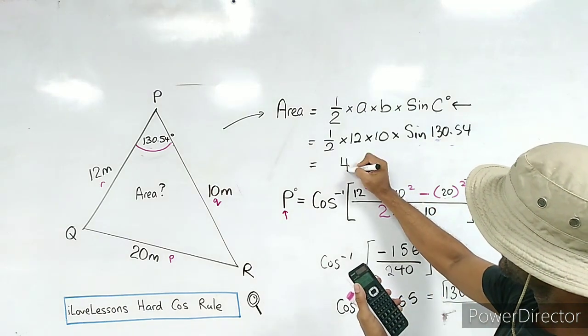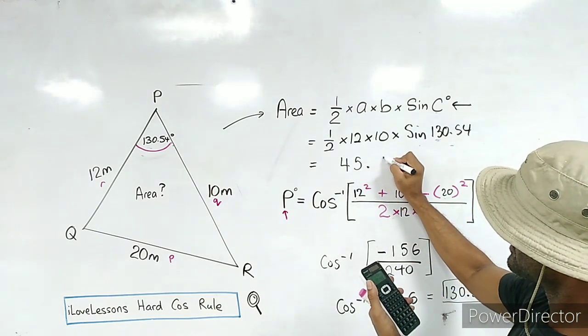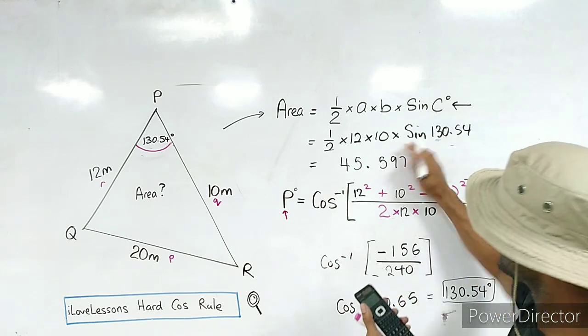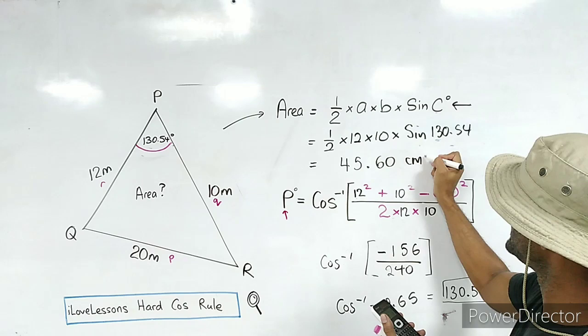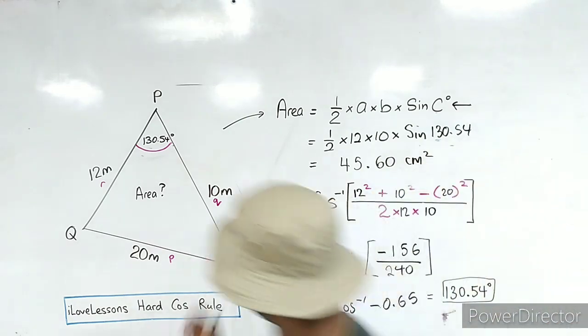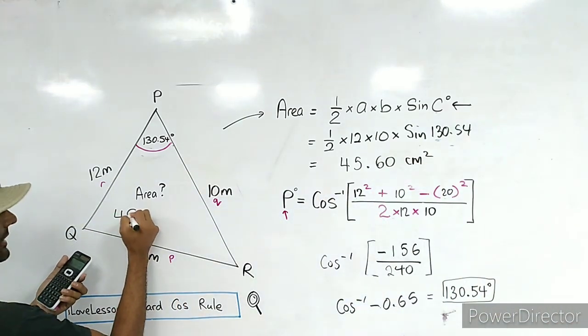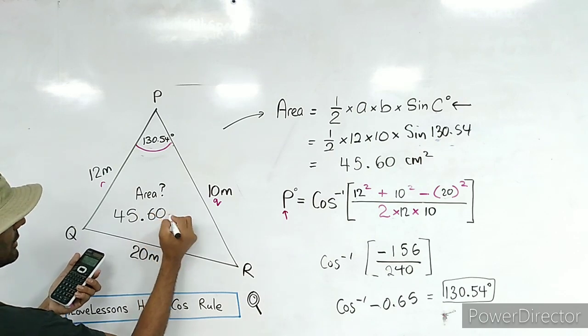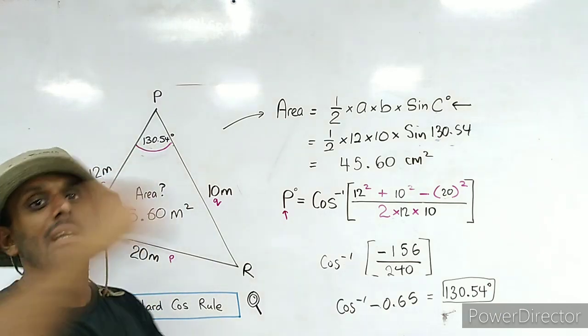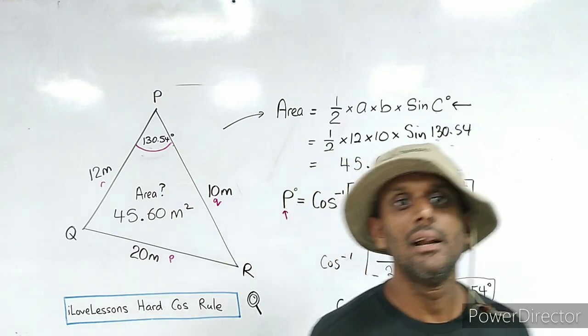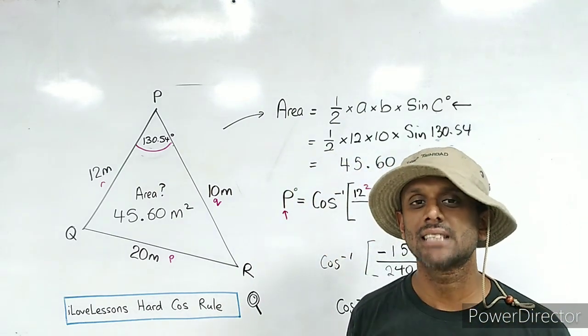And we will get 45.597, but if you round it off, 45.60 centimeters squared. So the area of this triangle is 45.60 meters squared. And that's how you find the area of a triangle if you were given only the length of 3 sides.